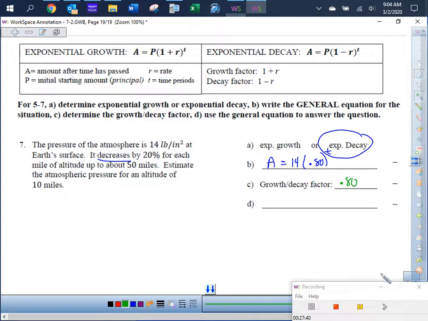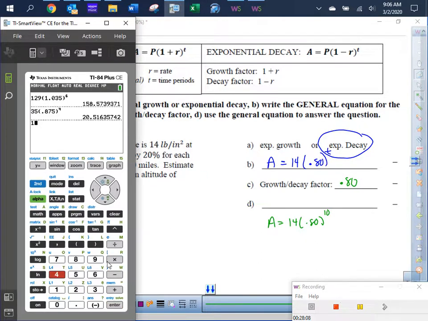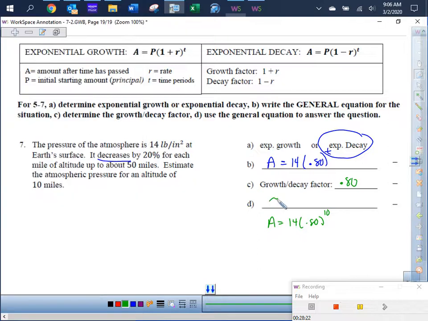And then the last thing, I'll let you figure that out. I'll pause, you can pause, and come back to me in a second. So we're doing the 10 miles. The 50 is kind of a funny number. We'll discuss it in a moment. So we're going to the 10th power because it's atmospheric pressure miles above. So we'll do 14 times 0.8 to the 10th. Rounded to the nearest tenth, about 1.5 pounds per square inch.